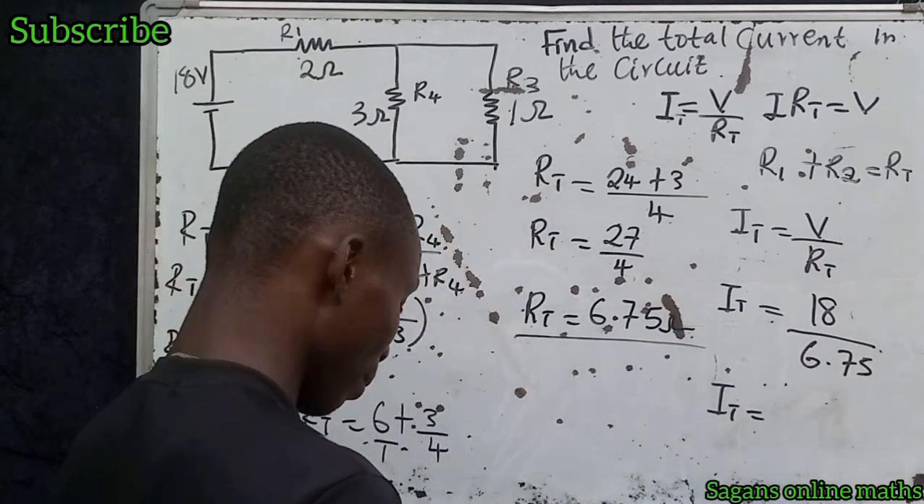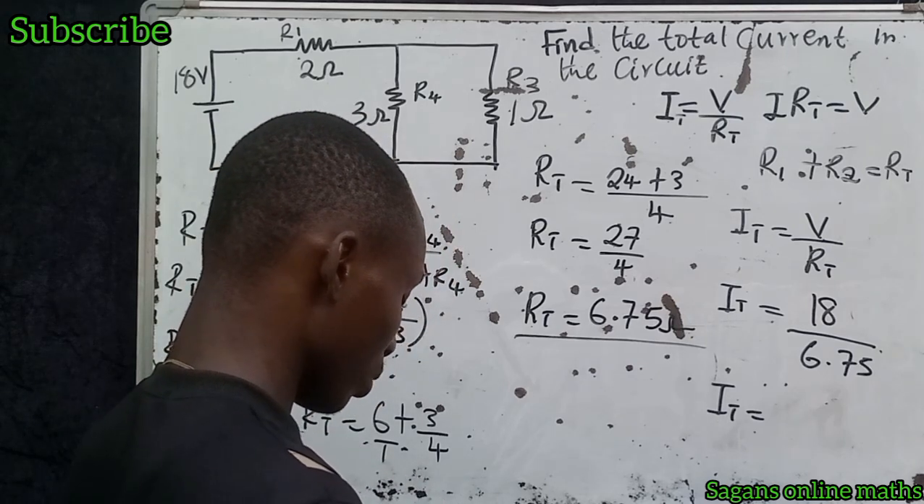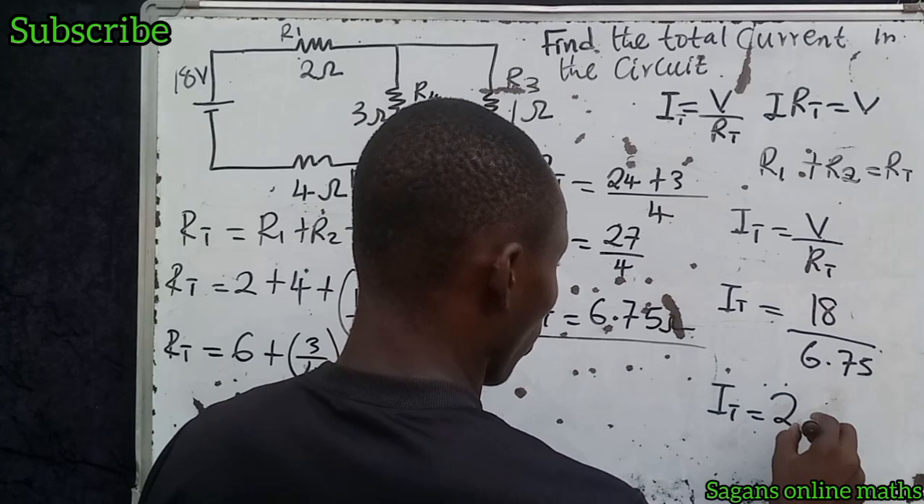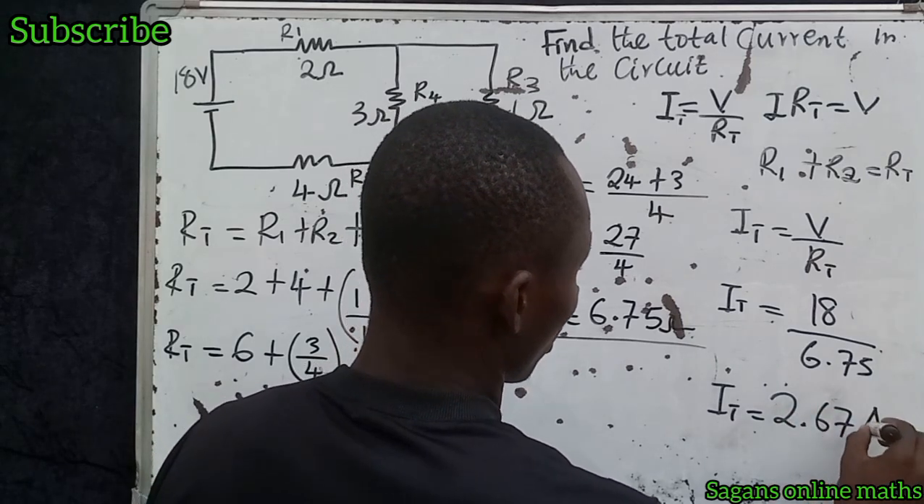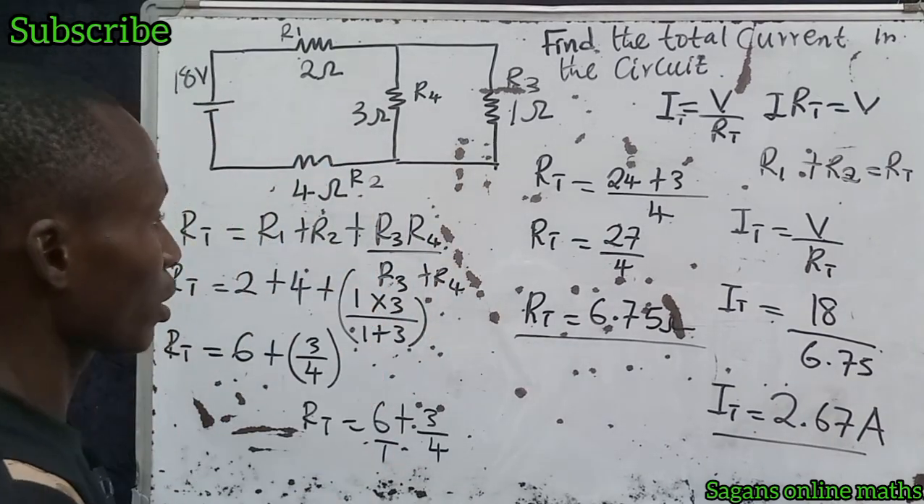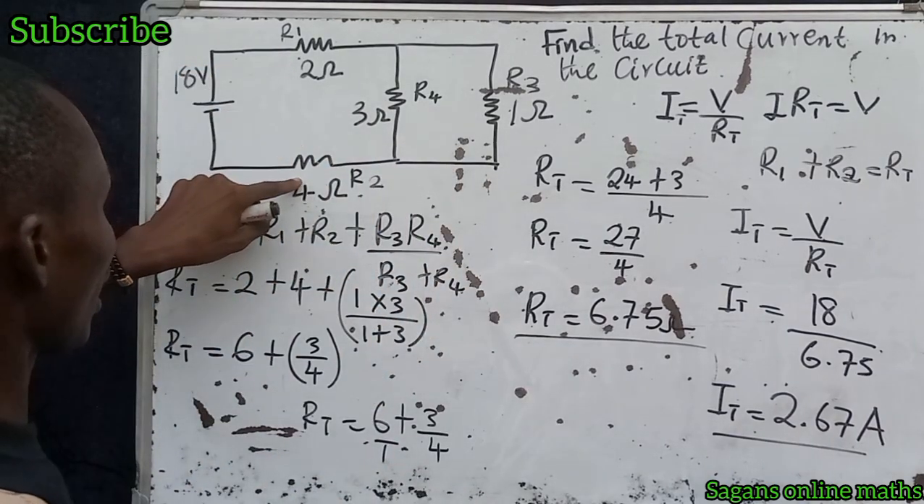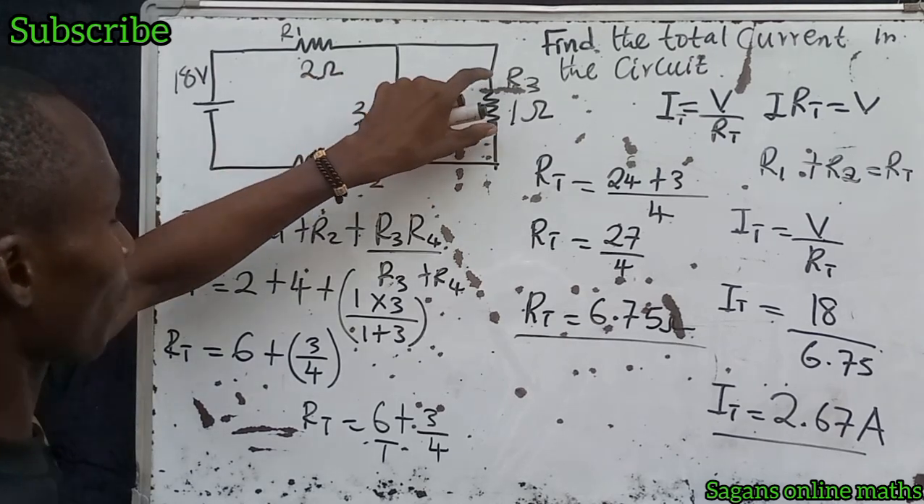Giving the total current equal to, now 18 divided by 6.75 gives us 2.67 amps in two decimal places. And this is the total current in this circuit. Let's see how simple and interesting it is. Now this is series, and this is series, and this is parallel. This one you are seeing here, they are parallel.